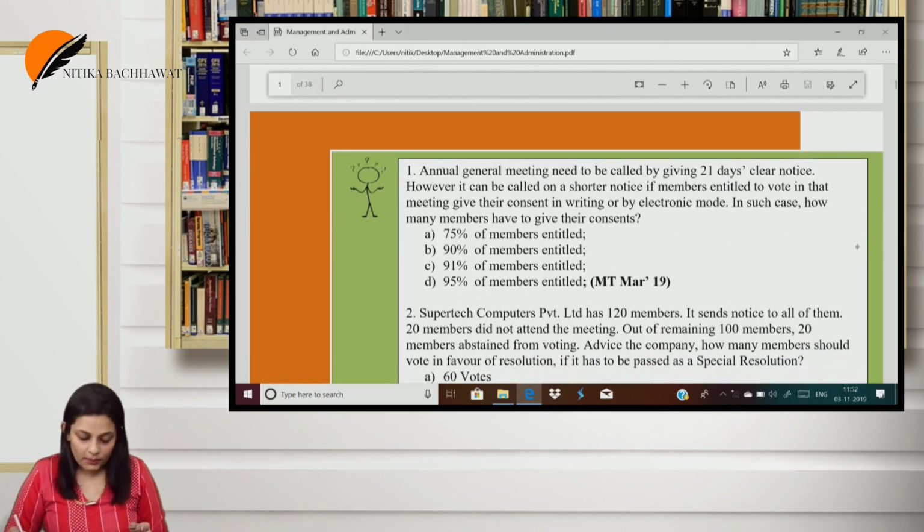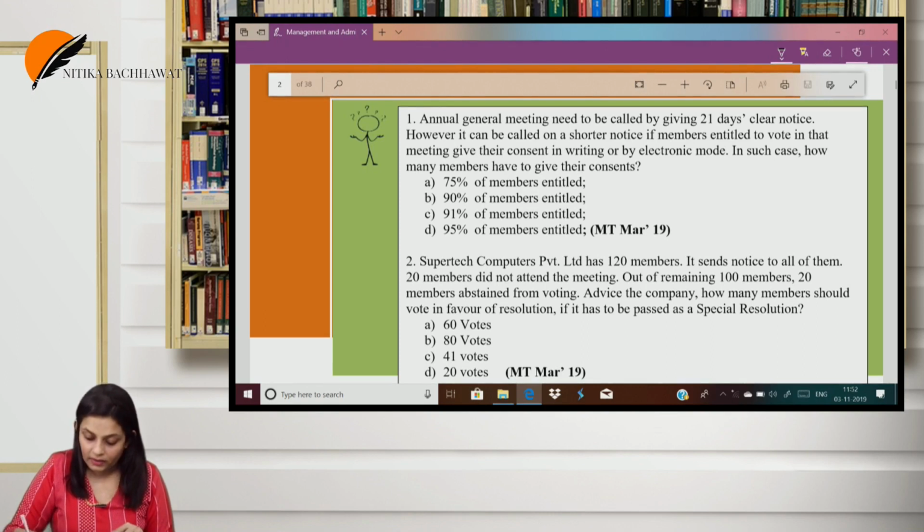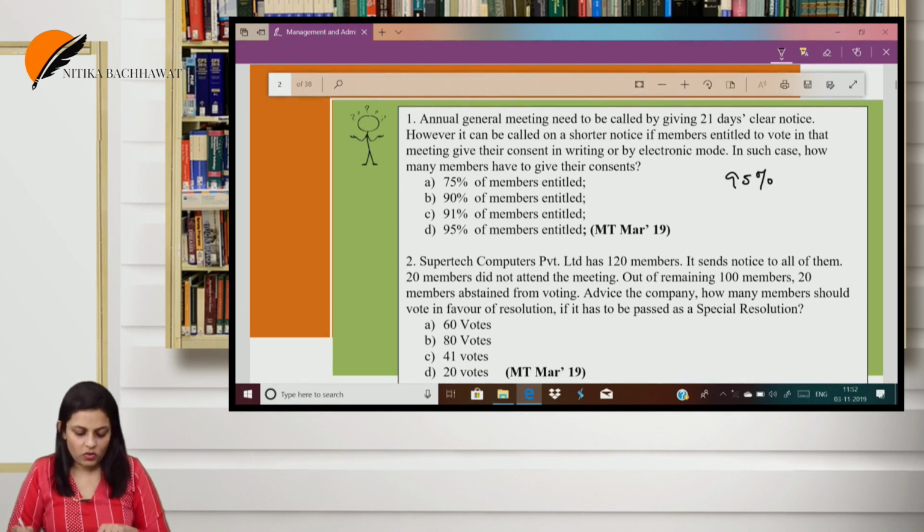The first question, annual general meeting need to be called by giving 21 clear days notice. However, it can be called on a shorter notice if members entitled to vote in that meeting give their consent. How many members? 95%. So what's the answer? 95% of the members entitled.